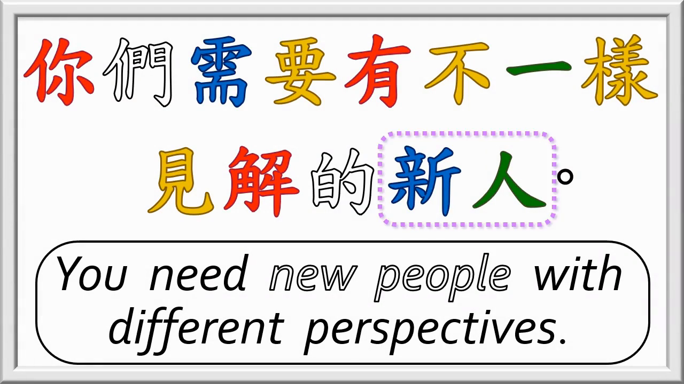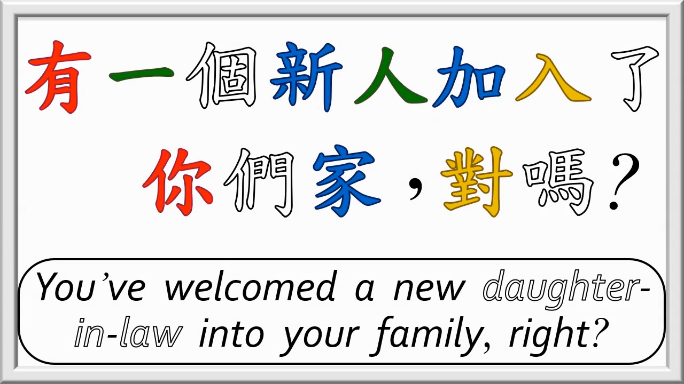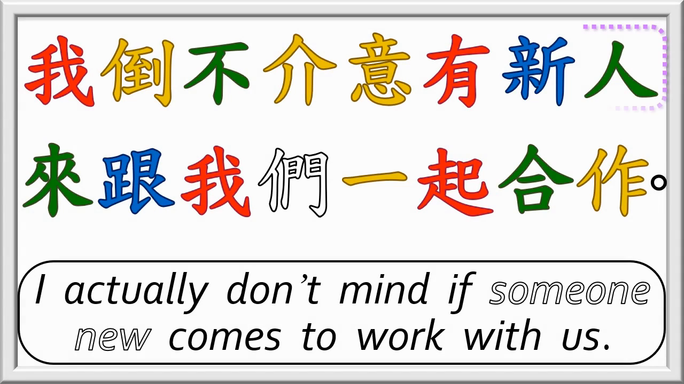A new employee, a new bride, a new love, or a new kind of man could all be translated as 新人。你们需要有不一样见解的新人。You need new people with different perspectives. 有一个新人加入了你们家，对吗？ You've welcomed a new daughter-in-law into your family, right? 我倒不介意有新人来跟我们一起合作。I actually don't mind if someone new comes to work with us.